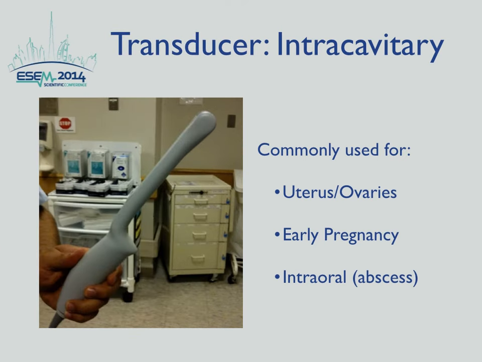The last probe we're going to discuss is the intracavitary probe. It is a high frequency but a curved footprint. It's commonly used to evaluate the uterus and ovaries using a transvaginal pelvic exam, for early pregnancy evaluation, as well as intraoral looking for abscesses, for example, peritonsillar abscess.